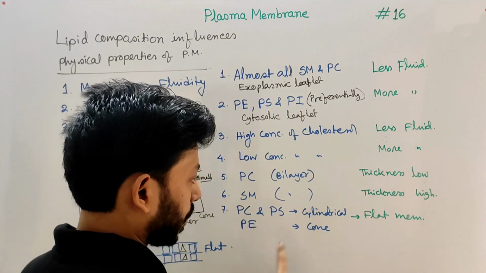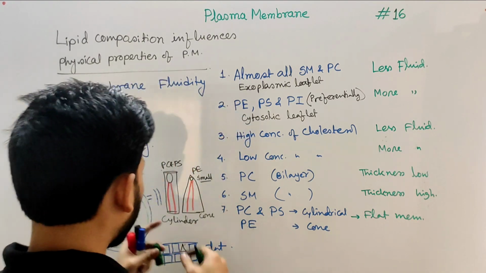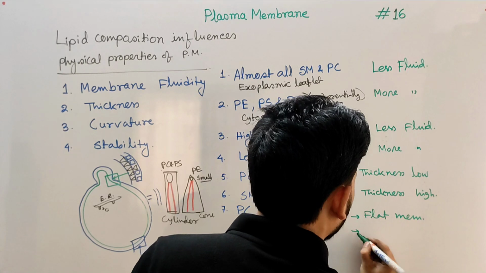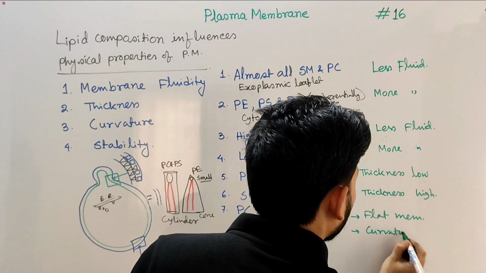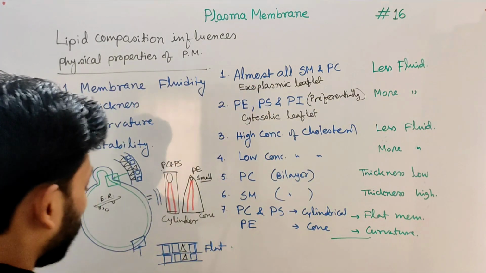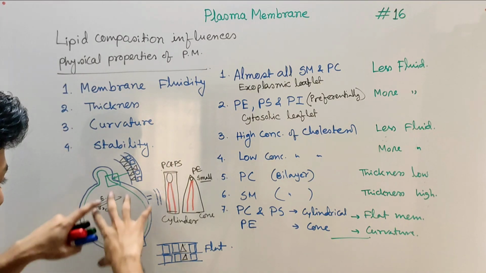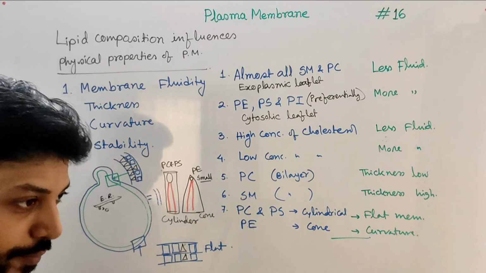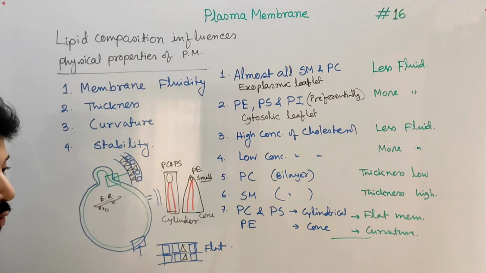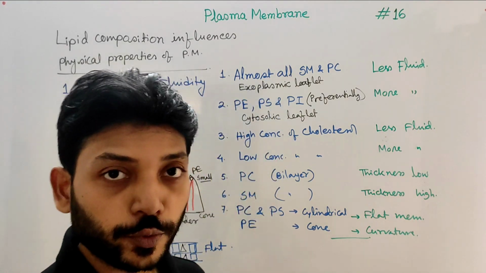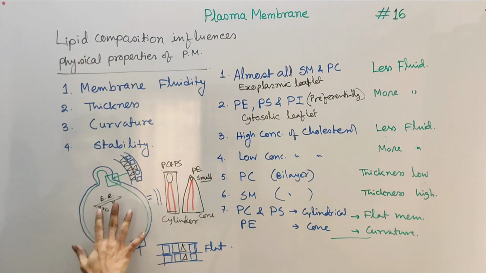Now cone shaped lipid molecules, if they are in the inner layer or the cytosolic layer, will make a curvature. So you can see how lipid composition also controls the curvature of the plasma membrane. Curvature occurs during virus budding or vesicle formation from the endoplasmic reticulum or Golgi complex. So this is the curvature.